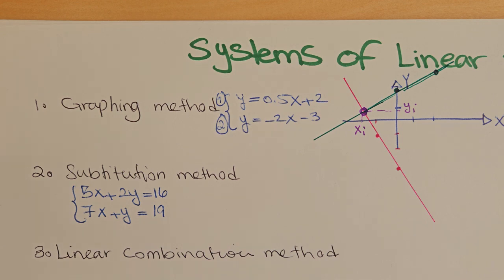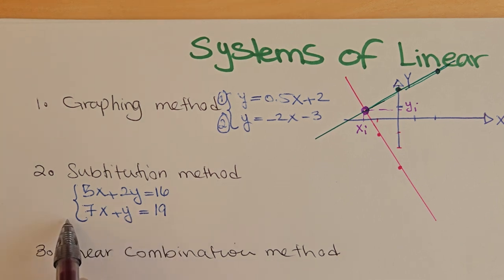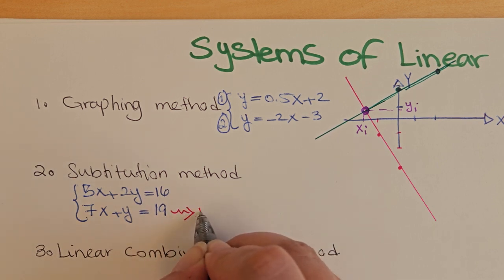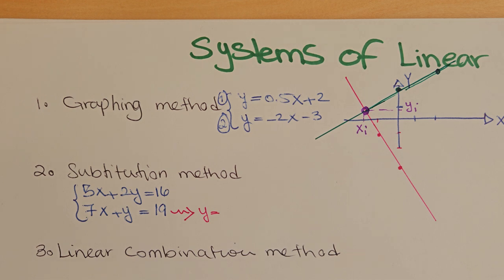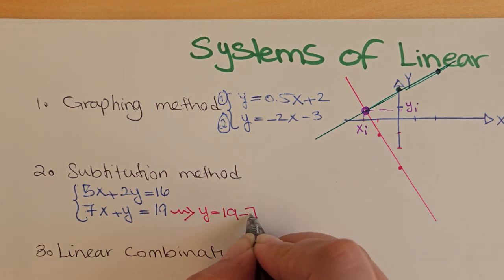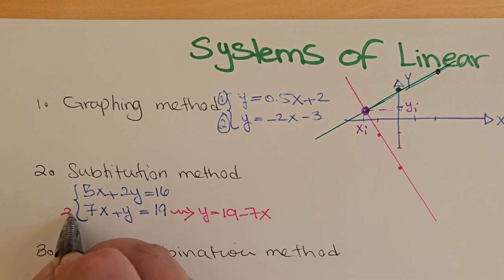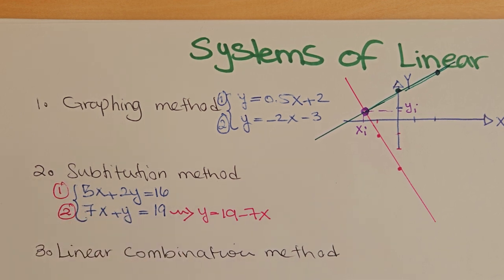So what I have to do in this method, I will take one of the equations and try to solve one linear equation for y in terms of x. So here, I take a look at these two equations. I pick this one and try to rearrange it. So y would be equal to 19 minus 7x, right? y equals 19 minus 7x. Now remember, this is equation number 2, this is equation number 1.